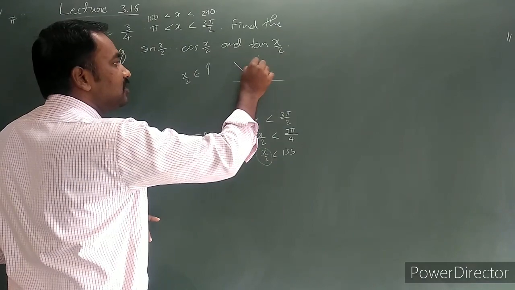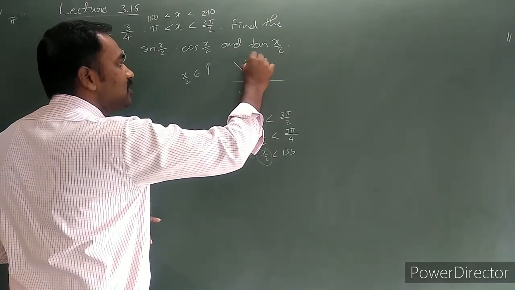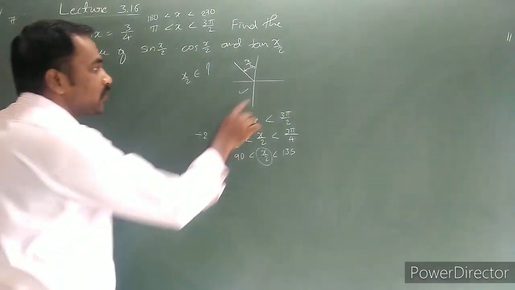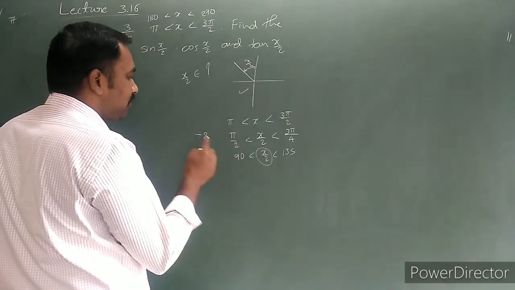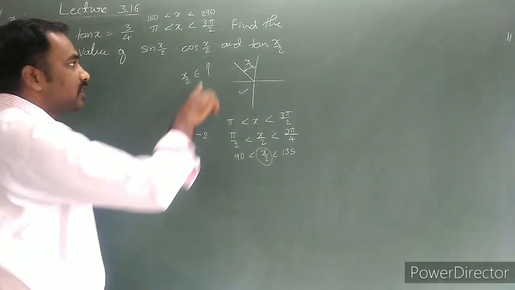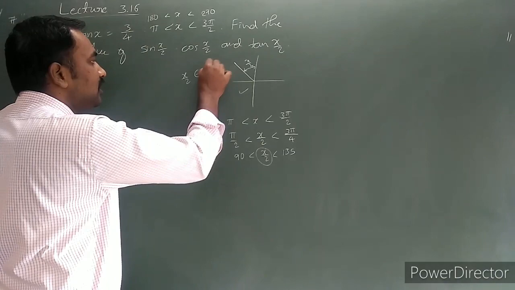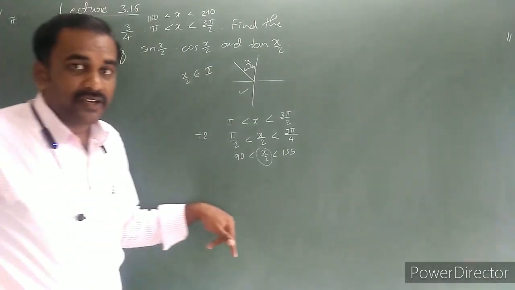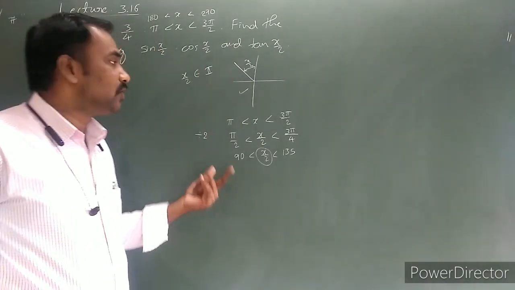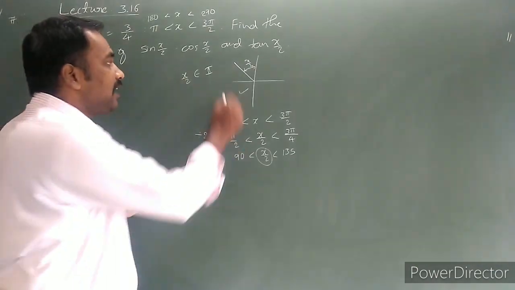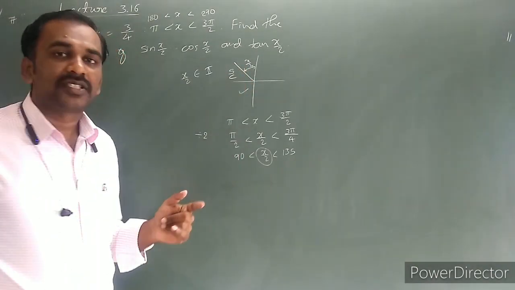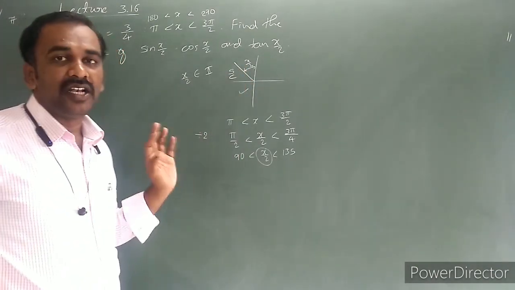90 to 135, this is how far it is. x by 2 belongs to 135. So that is nothing but x by 2 belongs to which quadrant? x by 2 belongs to the second quadrant. In the second quadrant, which ratios are positive? Only sine and its reciprocal cosecant are positive, the remaining are all negative.